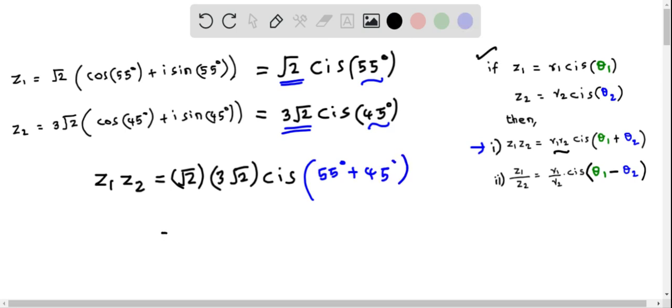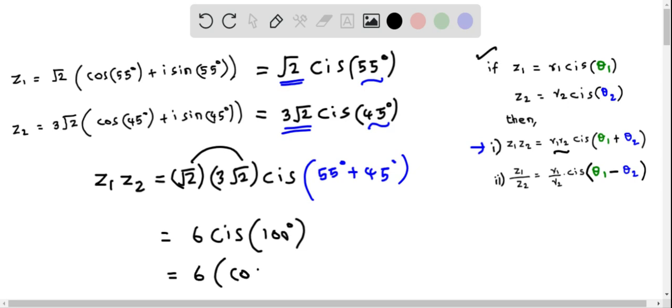We can simplify this. Root 2 times root 2 is 2, and 3 times 2 is 6. So basically the modulus of the product is 6, and then we put cis of 55 plus 45, which is 100 degrees. So we can write this in expanded form. Basically this complex number is 6 times cos 100 degrees plus i sin 100 degrees. So this is the product of these two complex numbers.